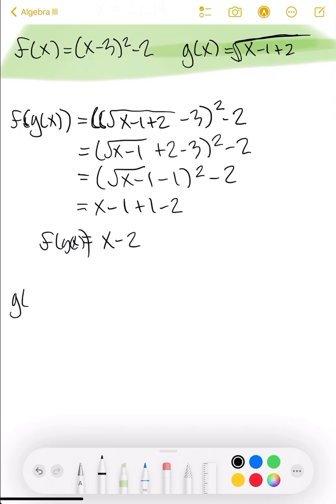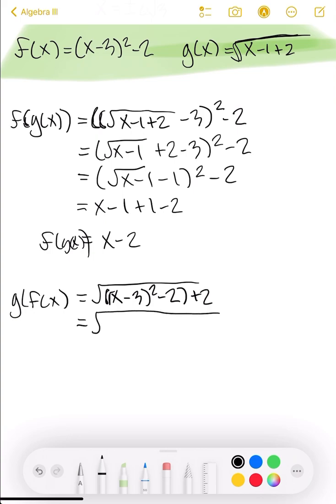Next, we're going to swap it out for g of f(x). So in this case, same drill. Literally just substituting the x in the g(x) function for the f(x) function.